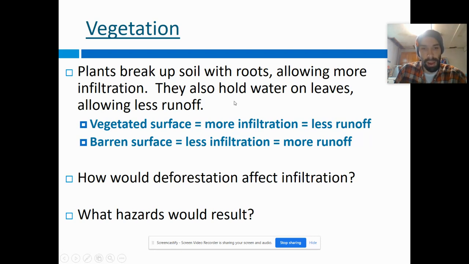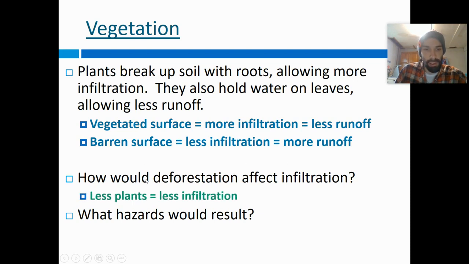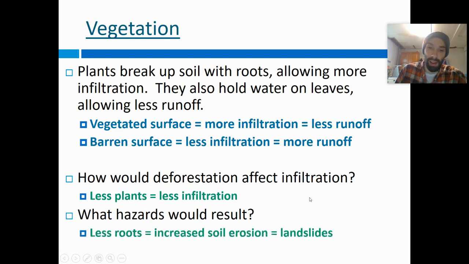If you have a barren surface, meaning that you have no plants, then there's a lot less infiltration and a lot more runoff. If you strip the surface of any plants, cut down trees, cut down forest, that's called deforestation. With deforestation, you obviously have less plants, therefore less infiltration and a lot more runoff. So what would that do? Less infiltration means you're going to have a lot more hazards like landslides and soil erosion. All that surface stuff is going to be swept away by the runoff of the water going over land. So deforestation leads to other problems later on down the line.